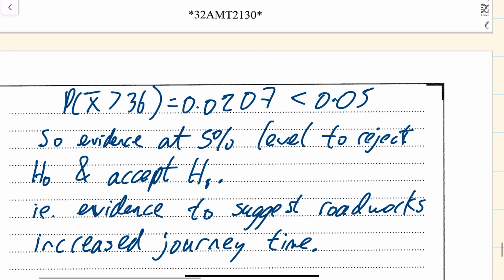So I've just said, to finish off, the probability X bar is greater than or equal to 36 was 0.0207, which is less than 0.05. That was 5%. So there is evidence at a 5% level to reject H0 and accept H1, i.e. evidence to suggest the roadworks have increased the journey time. So it looks like his assumption is correct. And that is the end of that exam.